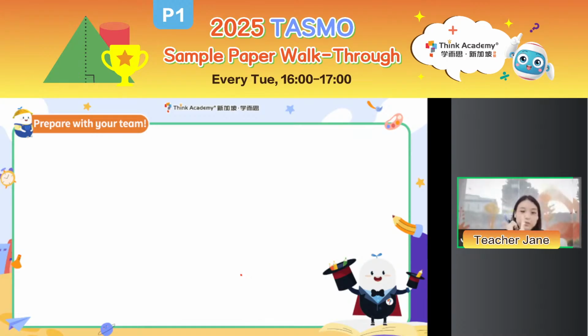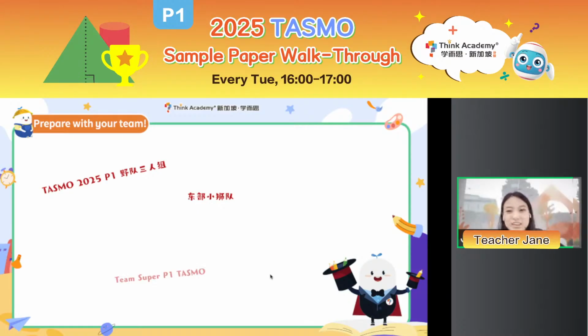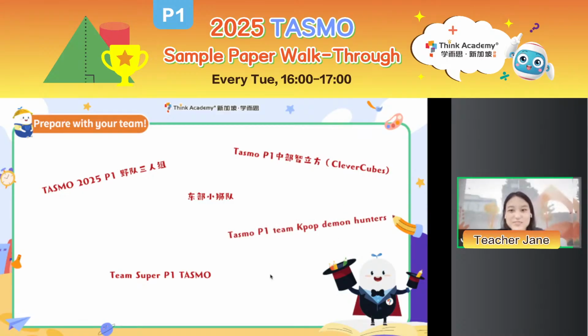Okay, so let's see. I've already received many groups. Until now, 10 groups from P1. I've already received your submission, and I also noticed that you gave your own group a super fun name. For example, everyone, let's see what the names are here. Like TASMO 2025 P1 乐队三人组. Also, 东部小狮队, seems like you like lions, right? Yahoo! Also, Team Super P1 TASMO. Also, Clever Cubes. TASMO P1 team, K-pop Demon Hunters. So creative. And also, 什么都对 TASMO 2025. 什么都对 means you get everything correct, right? Okay. Also, P1 is like an emoji. Okay, smart people group.